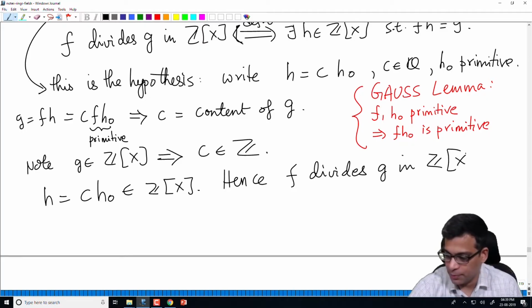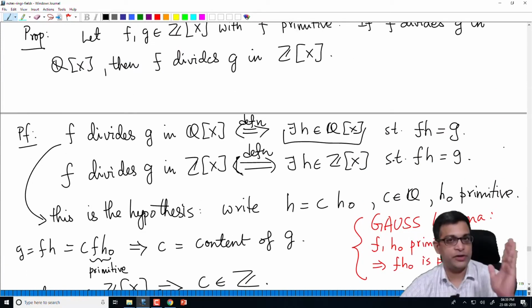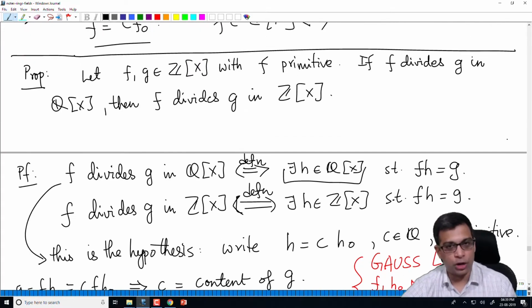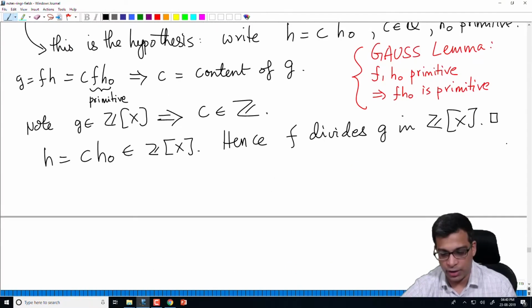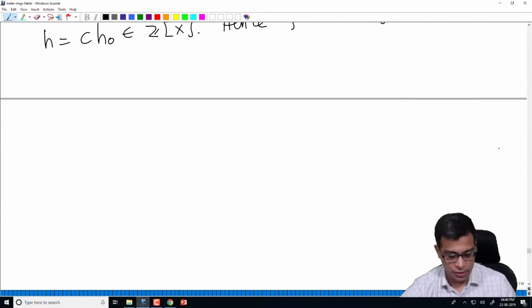That's all. So a very simple proof, right? It shows that division in Qx implies division in Zx. But the important two things to remember: both polynomials in question are integer polynomials, and the first polynomial is primitive. That is very important. Only under that situation does division in Qx imply division in Zx.